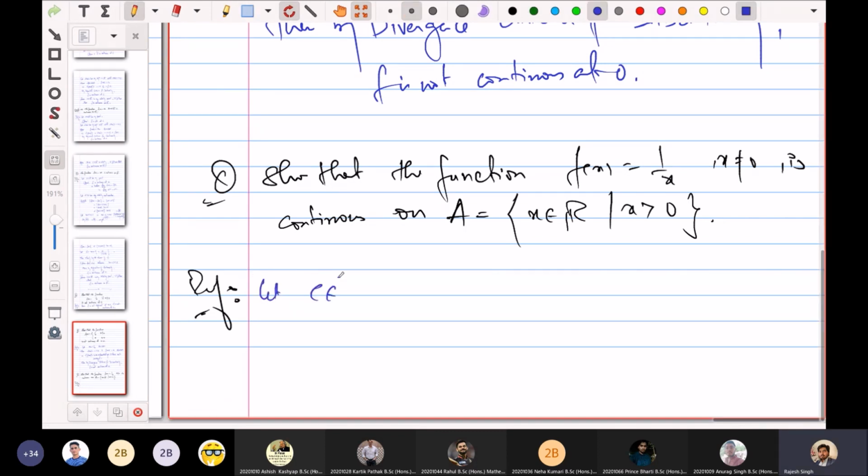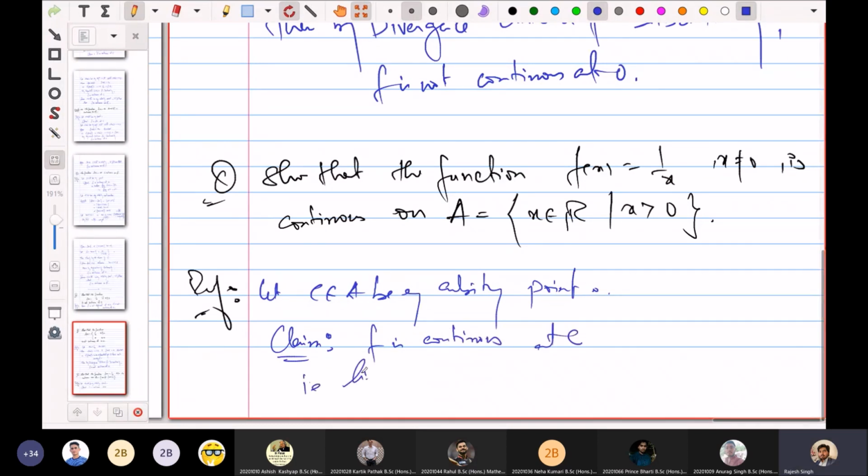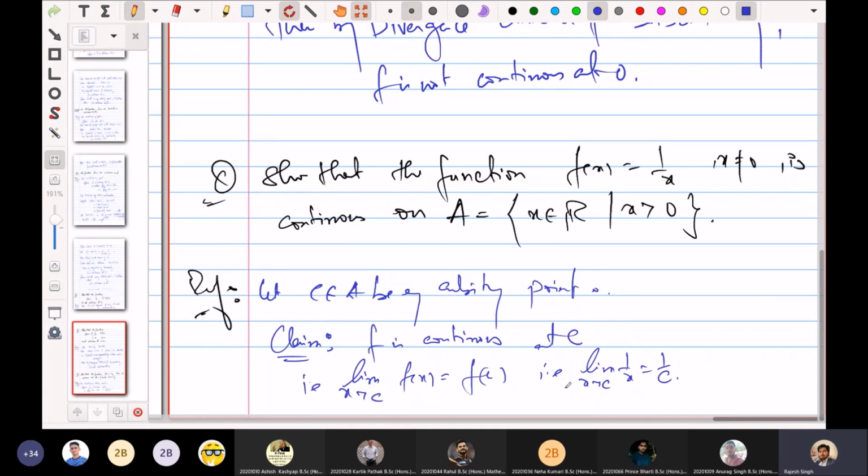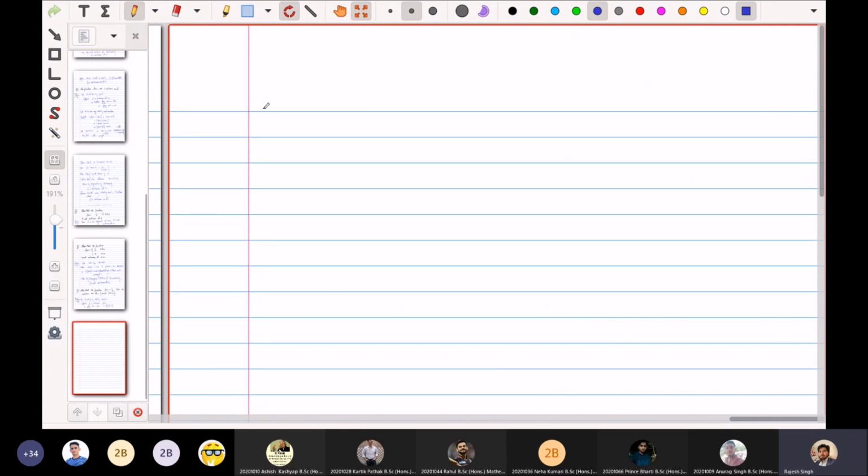So let c belong to A be any arbitrary point. So c is greater than 0. Then claim f is continuous at c, that is limit x tends to c f(x) is equal to f(c), that is you have to show limit x tends to c 1 by x is equal to 1 by c. So then you can repeat the proof of that. So what was there, how did we do it?